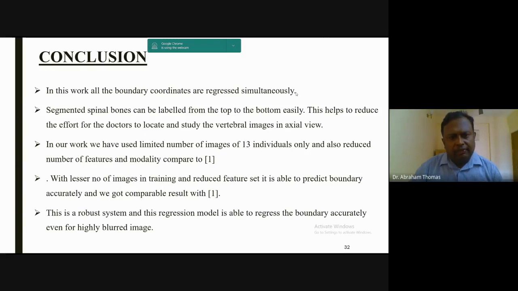In our work, we have used limited number of images of 13 individuals only and also reduced number of features and modality compared to the paper 1. With lesser number of images in training and reduced features, it is able to predict boundary accurately, and we got comparable results with the one in paper 1, which is more computationally expensive. So this is a robust system, and this regression model is able to regress the boundary accurately even for highly blurred images.